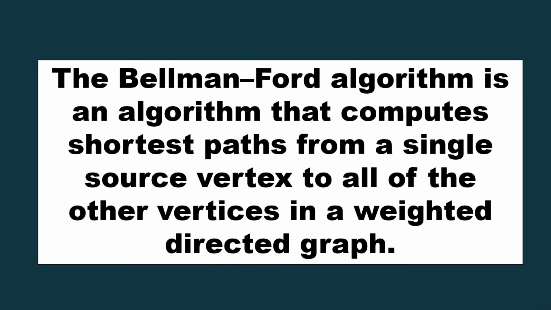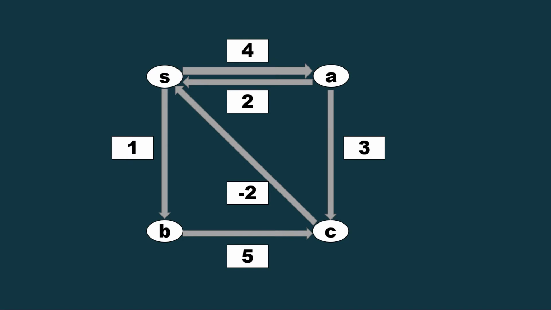The Bellman-Ford algorithm is an algorithm that computes shortest paths from a single source vertex to all of the other vertices in a weighted directed graph. Consider the example graph. This is a vertex. This represents the directed edge. This represents the weight of the edge. As we can see, we have 4 vertices, and S is our source vertex.